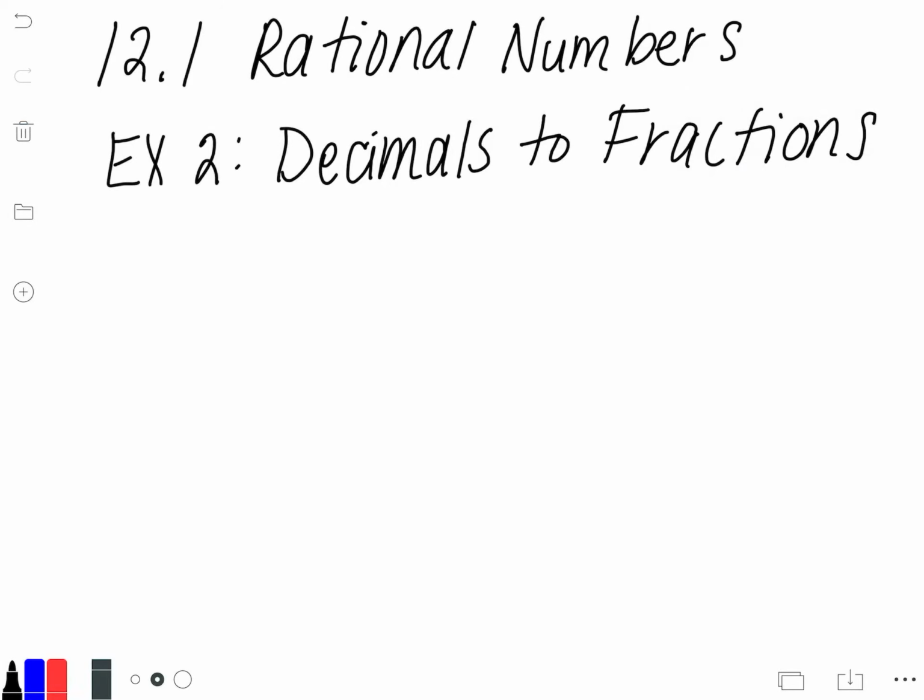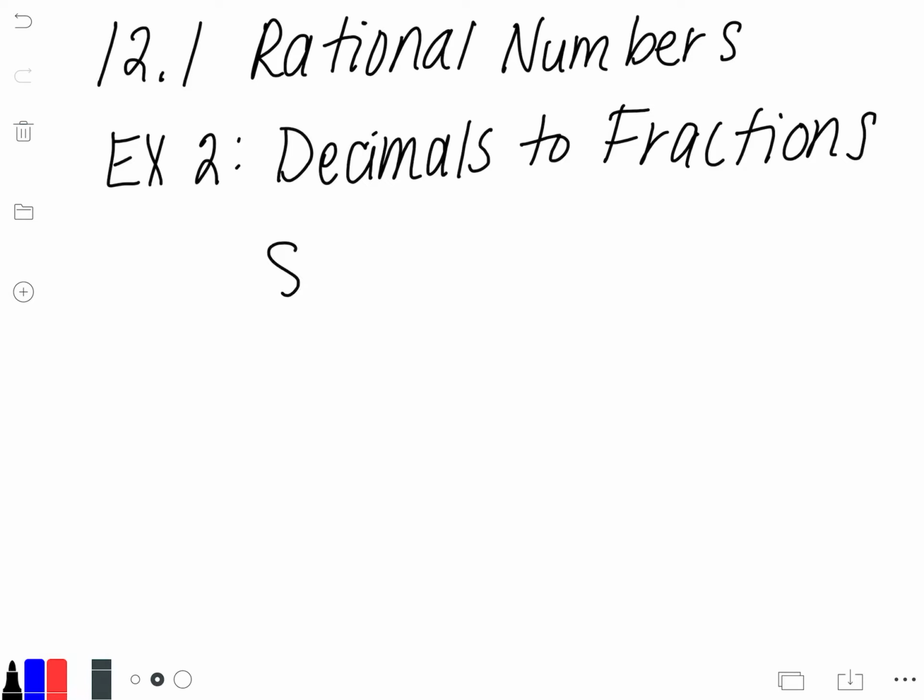The second part of lesson 12.1, I actually think is much easier and less tedious than the first part, so I think you're going to like this better than yesterday. And it's converting decimals to fractions, so it's the exact opposite of what you did in the last lesson. So I want to review your different place values, so write this down with me, please.